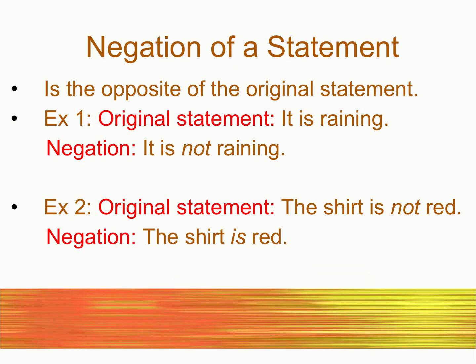The negation of a statement is the opposite. It's super important that you know it is going to be the opposite. It's not that I'm making it negative, it's just that you're using the opposite. An example: it is raining. The opposite is it is not raining. Another example: the shirt is not red, the shirt is red. So, two opposites.